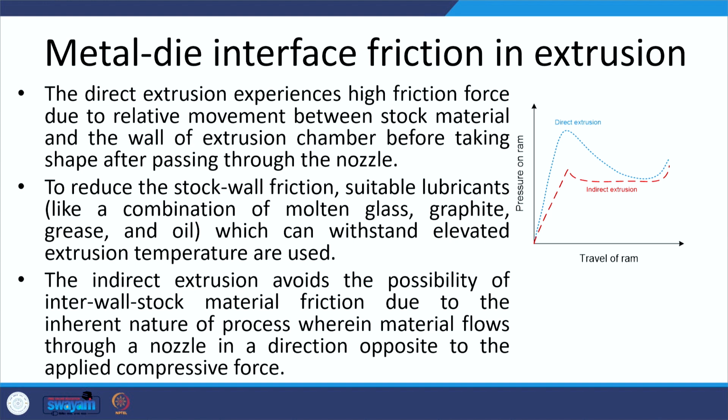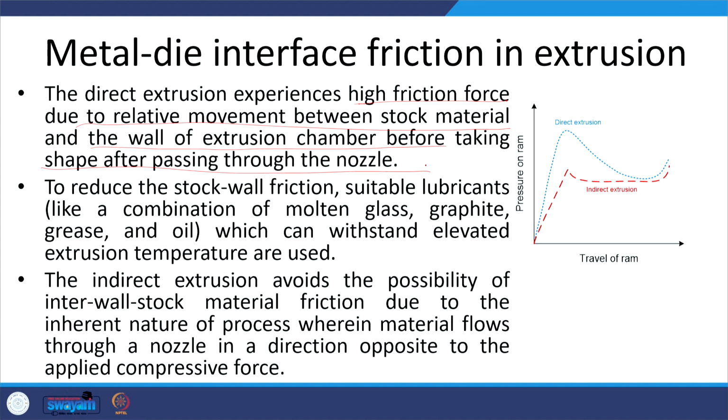And this variation we can easily see in the plot of force required during the extrusion process as a function of the ram movement. The maximum force required in indirect extrusion is limited, while in direct extrusion this force is very high, and this difference is attributed to the frictional difference due to the friction between the raw material and the extrusion chamber interface. So, direct extrusion experiences the higher friction force due to the relative movement between the stock material and the wall of the extrusion chamber before taking the shape after passing through the nozzle.